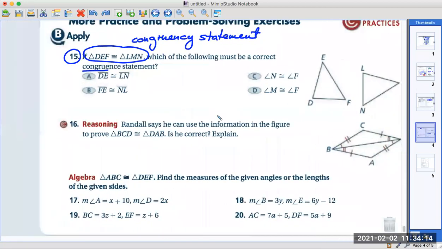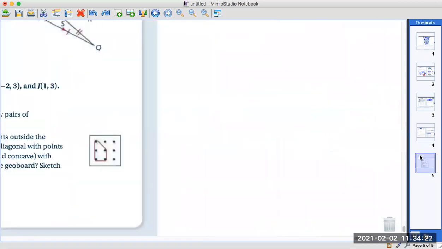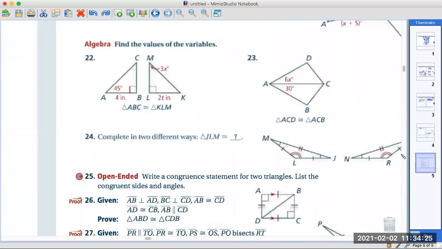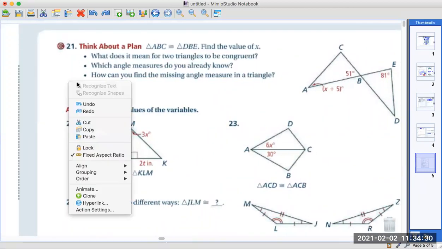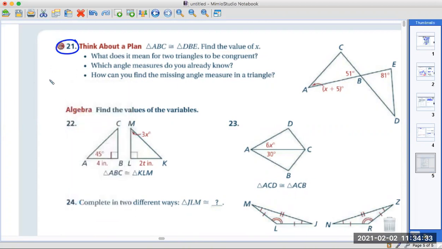So we're on this page. No problem. We got one more question, and that one is the hardest one on page 128. So I expect you to really try that and ask me if you don't get it. It's the 21 on top here. Think about a plan. Let's see who can stretch their knowledge. Triangle ABC. I always look at the diagram, make sense of it, is congruent to DBE. These two are congruent. Find the value of X.